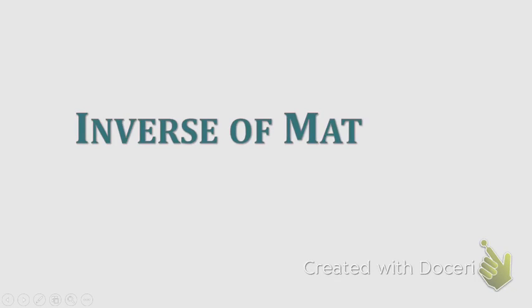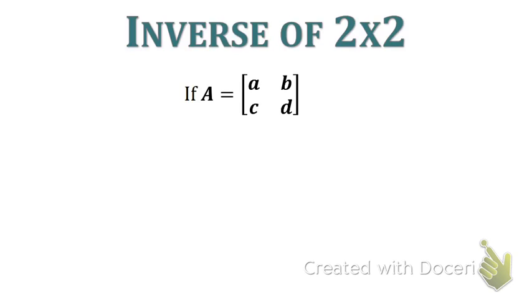Hello. In this video, we are going to learn how to calculate the inverse of a 2 by 2 matrix. So first, we have a matrix. Say the matrix is named A. It has 4 elements, A, B, C, and D. The first thing we need to calculate is the determinant.